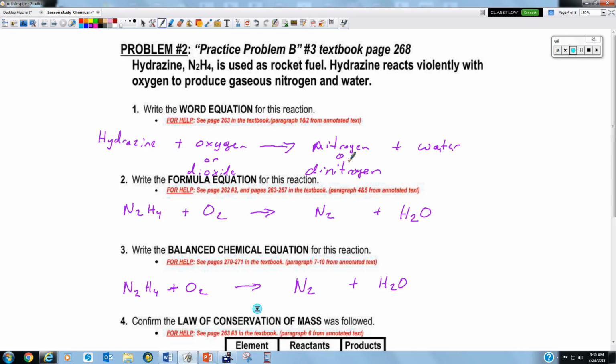Either one of these would be correct and acceptable. All right, moving on to our formula equation. You should have N2H4 plus O2 yields N2 plus H2O. Now, go ahead, take a moment, recopy that statement down to number 3, and then balance it.